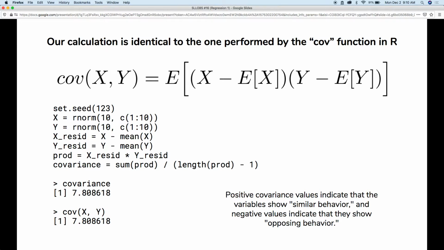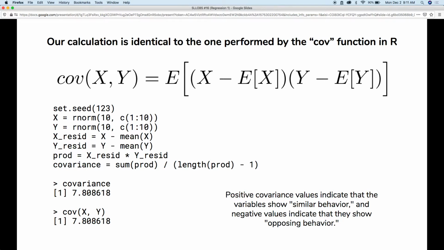Basically the only thing that we can take from the covariance is that a positive value of covariance indicates that the two variables we're looking at behave similarly. Large values of one correspond to large values of the other, and vice versa. Negative values indicate that they exhibit opposite behavior: large values of one correspond with small values of the other. But that's really about it.